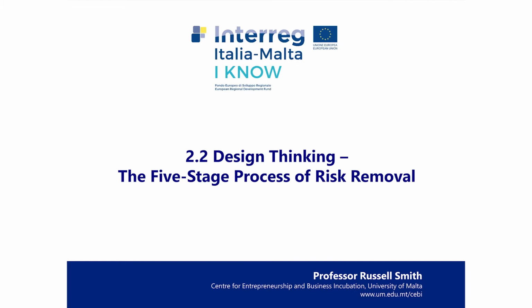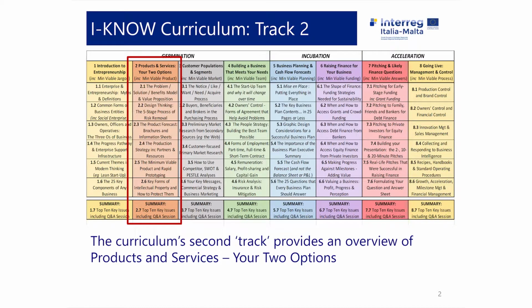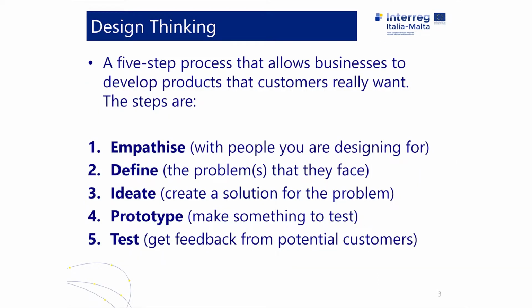Welcome to Module 2.2, Design Thinking, the 5-stage process of risk removal. As you can see from this slide relating to track 2, we're looking now at the second track about products and services, the two options that any enterprise has to sell. So let's go back and remind ourselves about design thinking.